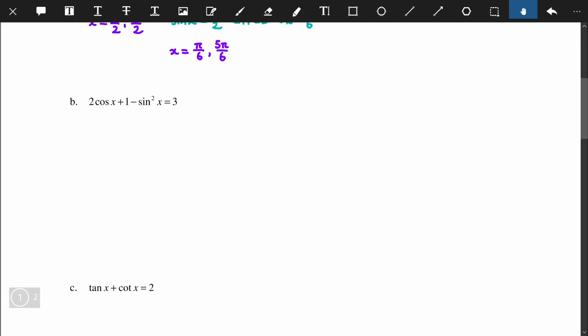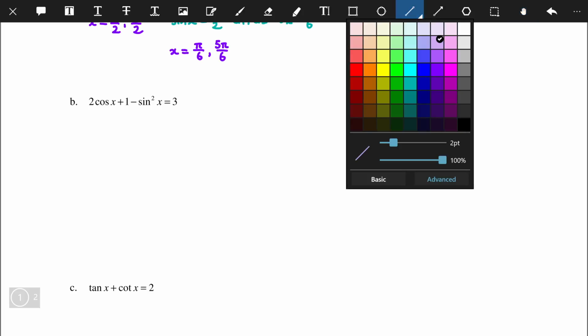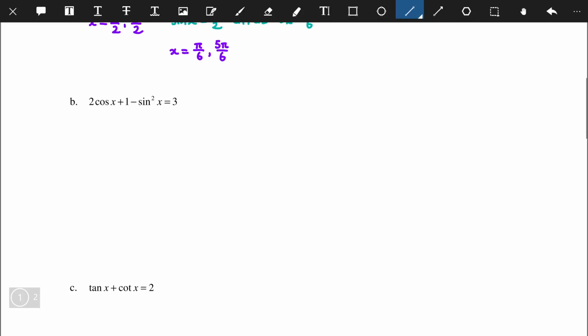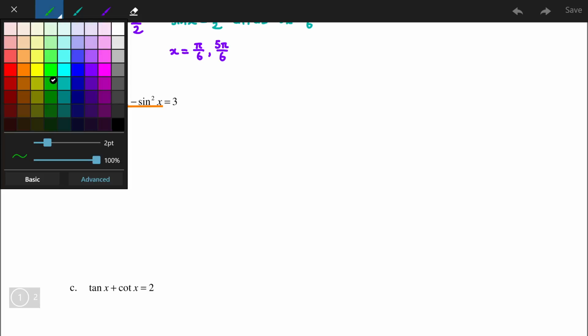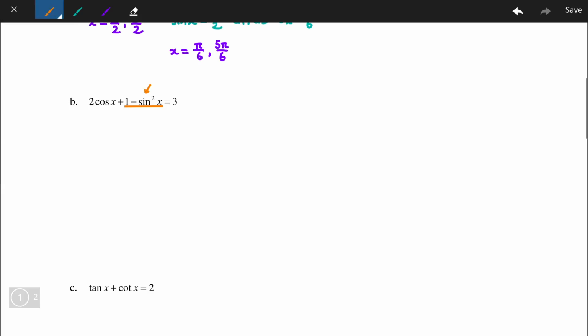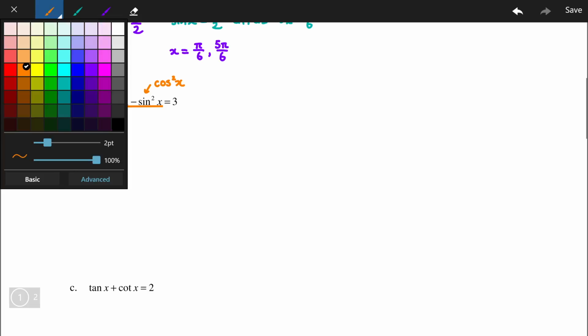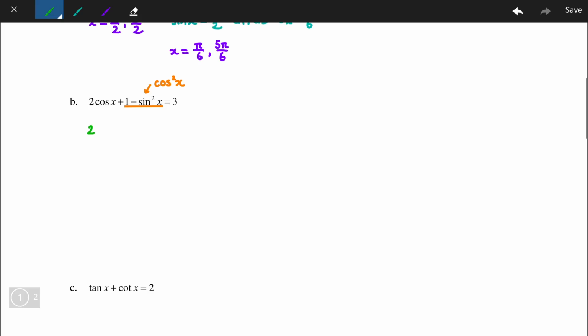So this second example here, we have 2 cosine x plus 1 minus sine squared x is equal to 3. So it's a little bit more complex an example, but what we're going to do first is go ahead and rewrite 1 minus sine squared x as cosine squared x using the Pythagorean identity. So this is simply cosine squared x. So from there, what we have then is simply 2 cosine x plus cosine squared x is equal to 3.